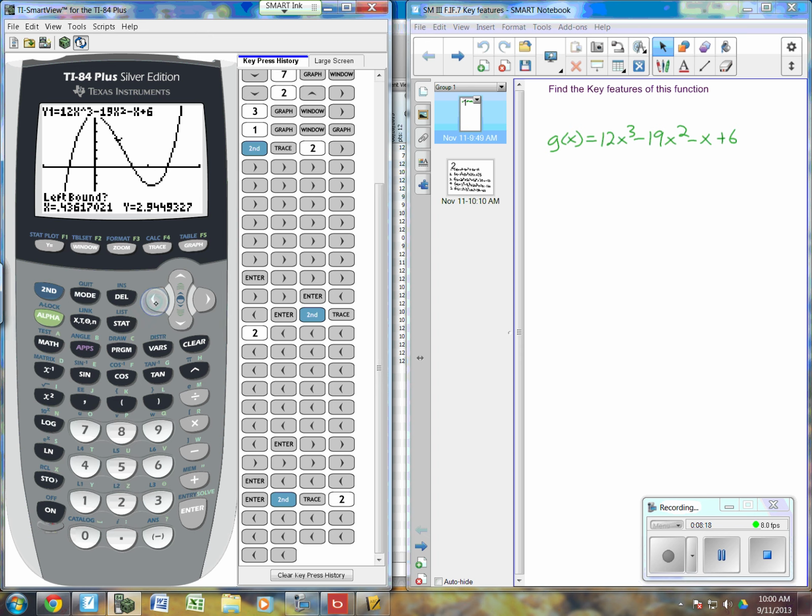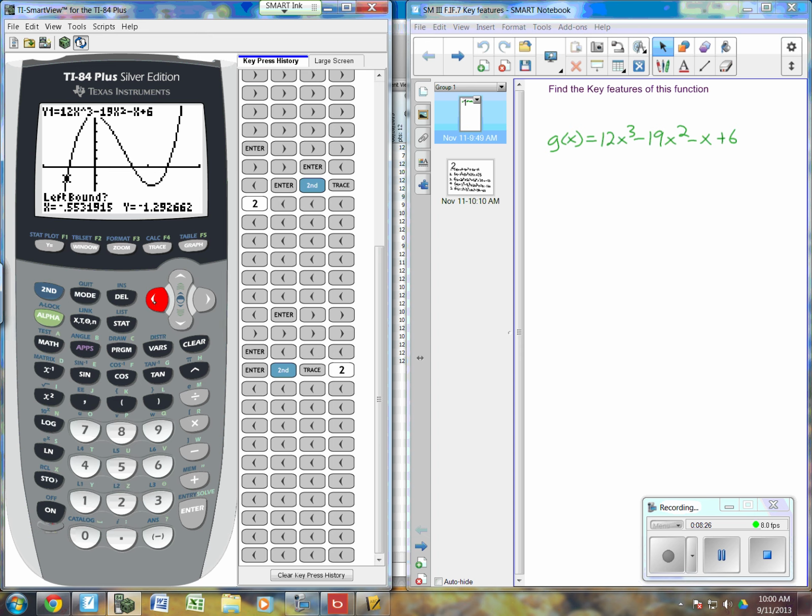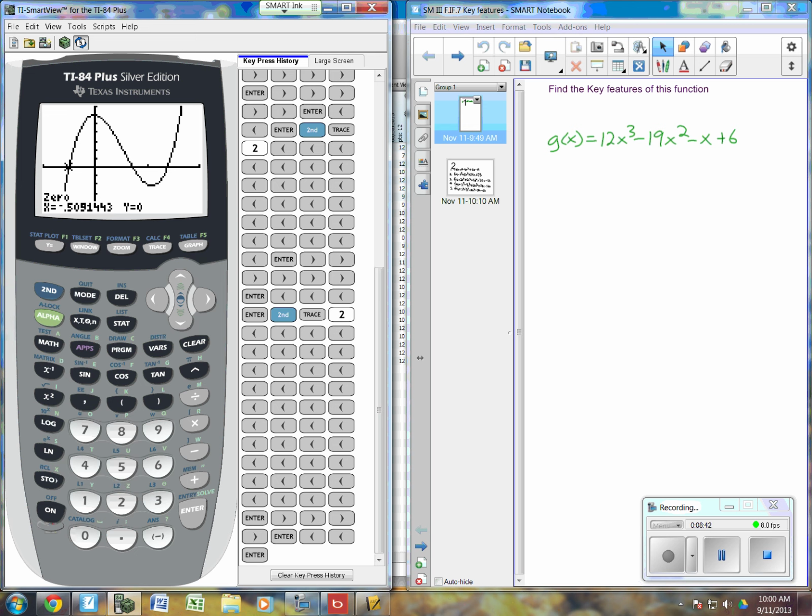I'm going to go clear over to this one now. Do this one. Okay, there's my left bound. There's my right bound. And negative 0.509 is what I got. So, okay, so there's my zeros, or my roots.